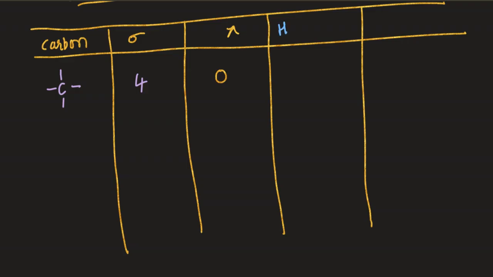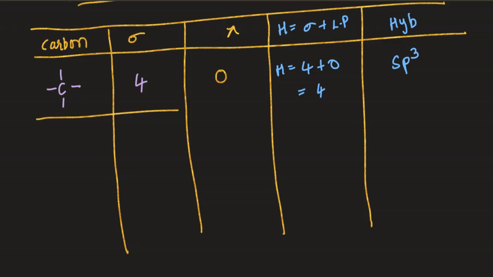Coming to the hybridization, how will you find the H value? H is the number of sigma bonds plus lone pairs. How many sigma bonds do you have in this? Can I say there are a total of 4 sigma bonds? Do you have any lone pair on the carbon? 0. Can say H value is 4. So whenever H value is 4, what will be the hybridization? sp3 hybridization.